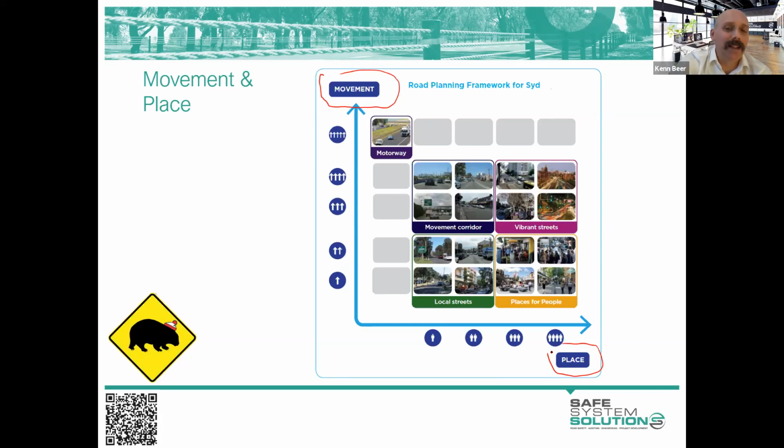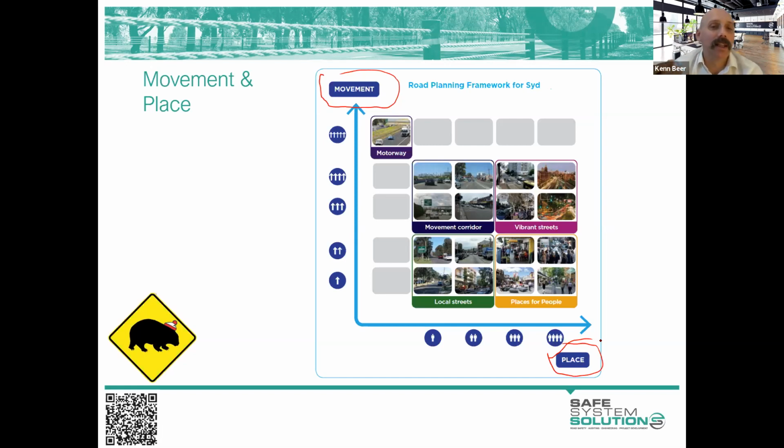The place are some of those things that I mentioned before. What is the high place value is really, there's a lot of interaction, social interaction, trading, vibrancy, really mingling and all of that sort of happening. And so what you do is you look at your road and you can give it an existing movement or place categorization or an aspirational movement or place categorization. This is where we're trying to get it to.